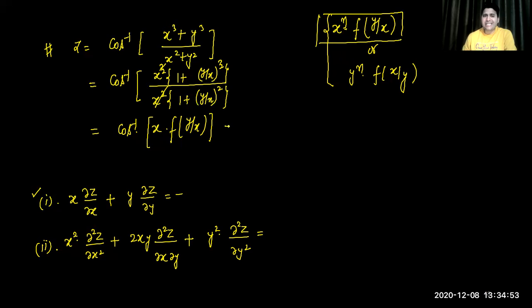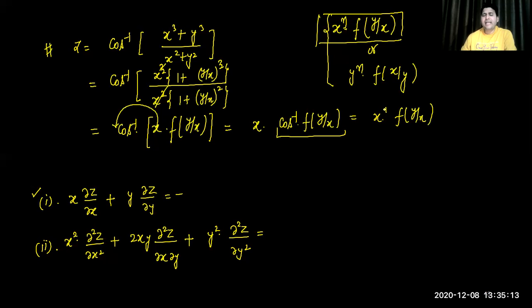It means I can say it is homogeneous if I can take this x outside. That is, if I can write x into cos inverse function of y over x, which will again be a function of y over x. That is x into function of y over x. Then it will be a homogeneous function of degree 1, because it is reduced in case number 1.